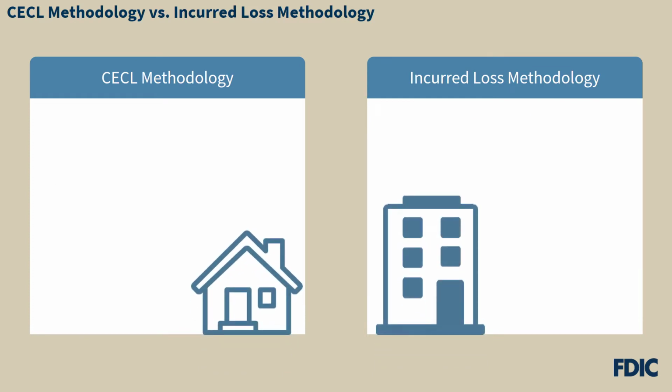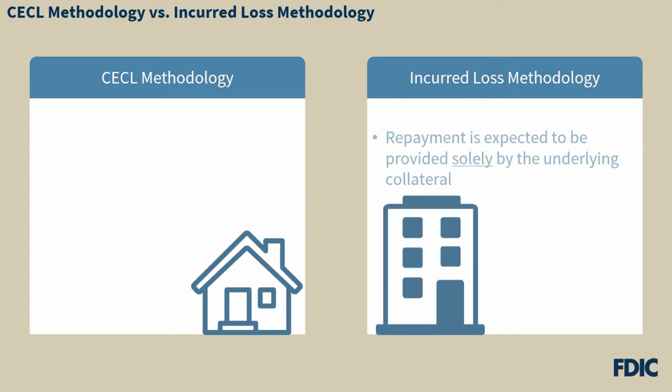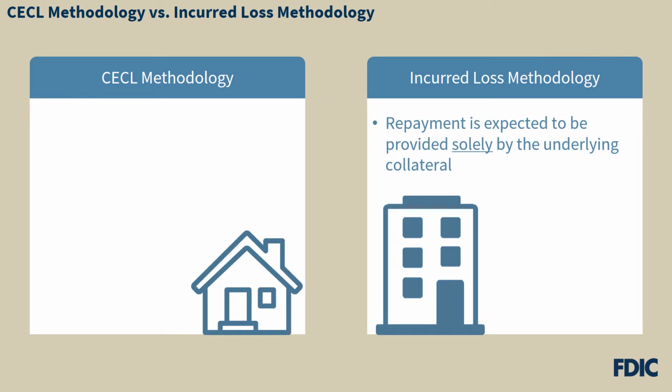Collateral dependence was a concept relevant under the incurred loss methodology that remains applicable under CECL. However, the collateral dependent definition has been altered slightly. Under the incurred loss methodology, the definition of an impaired loan that is collateral dependent states that repayment is expected to be provided solely by the underlying collateral, which could include repayment from the proceeds from the sale of the collateral, cash flow from the continued operation of the collateral, or both.